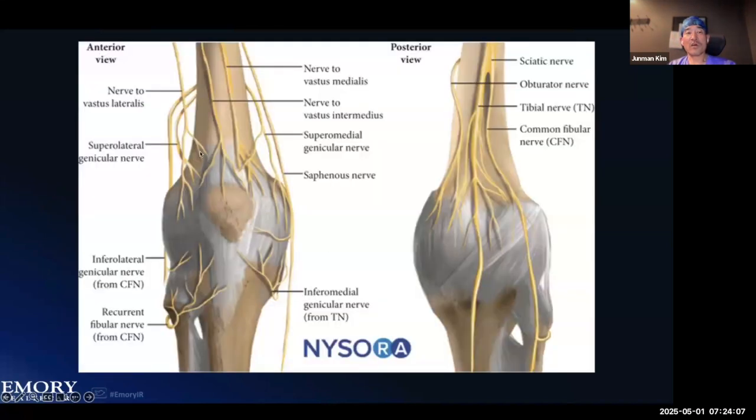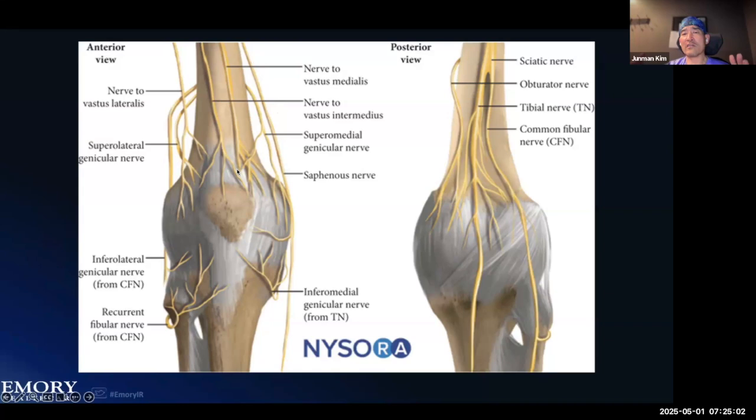So this is one of the diagrams of the genicular nerves. This is not a single origin of nerves, actually, because it has multiple innervation from different nerves. Starting from the sciatic nerve in the posterior, the sciatic nerve gives superomedial, superolateral, and inferomedial branches. But also, if you notice these nerves coming from the top, these are actually femoral nerve branches innervating vastus lateralis, vastus medialis, and vastus intermedius. So these nerves that supply the muscles of the thigh also give nerve endings.